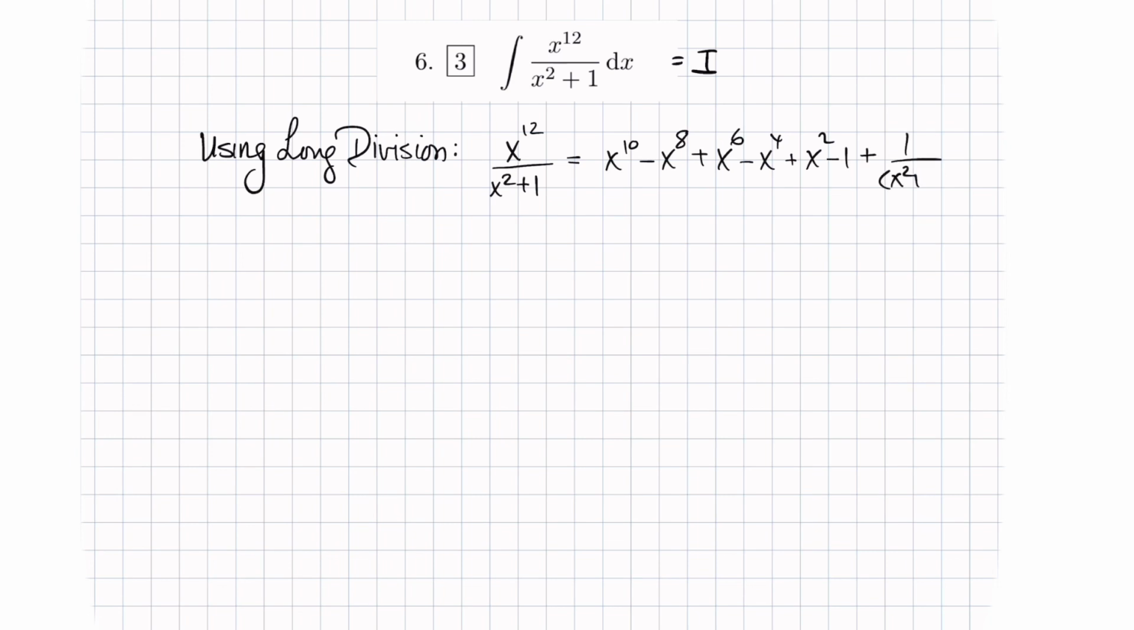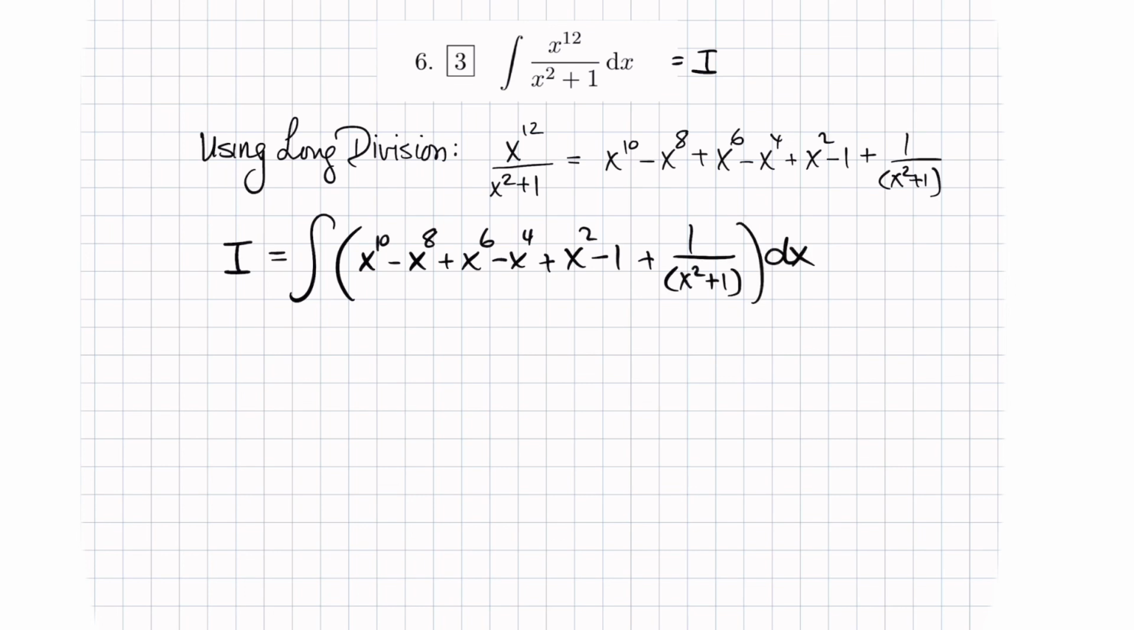And the remainder is going to be 1 over that divisor of x squared plus 1. So this is going to integrate nicely. So we'll replace that rational expression with our quotient plus the remainder over the divisor, a nice polynomial that'll be easy to integrate. And then 1 over x squared plus 1 will be nice to integrate as well.